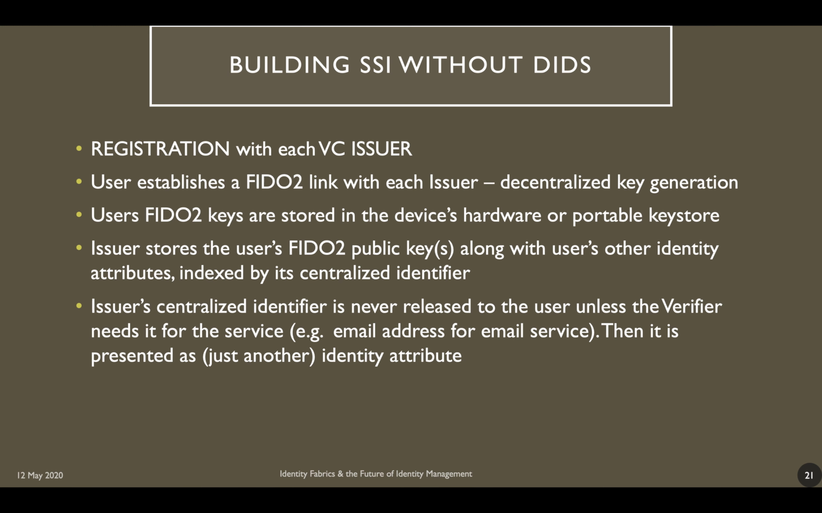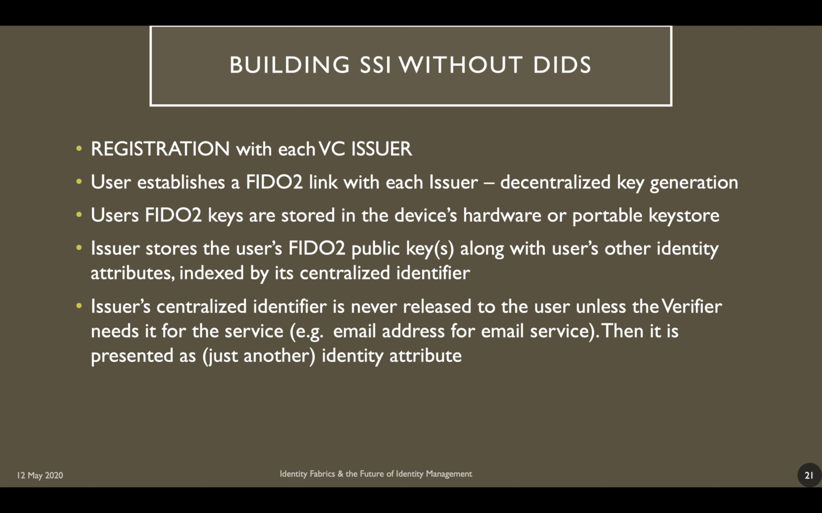So now we come to the real meat of the presentation. How do we build a self-sovereign identity infrastructure without using DIDs and blockchains? There are two components that are needed in this. There's the VC issuing subcomponent and there's the VC verifying subcomponent, and the user or holder is part of both components and is the link between the two.